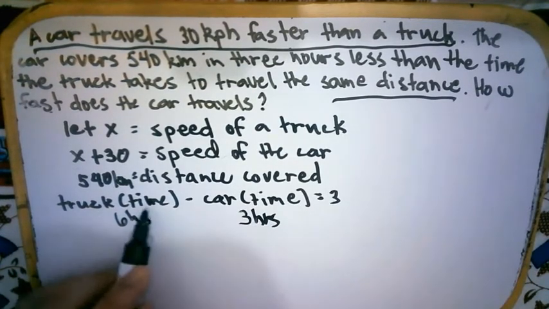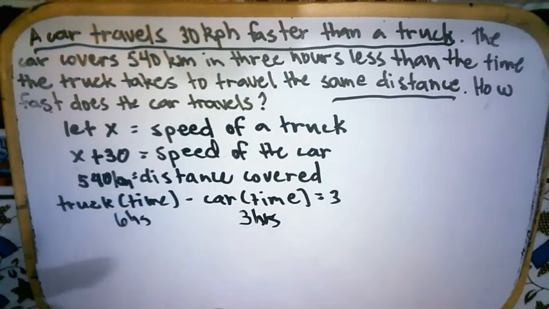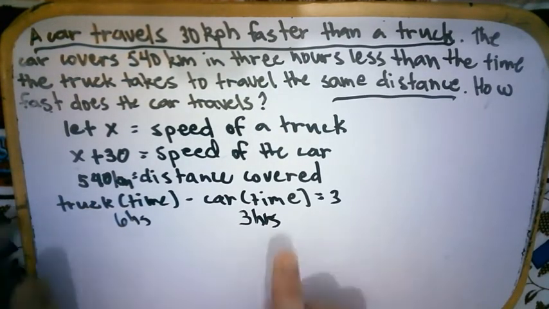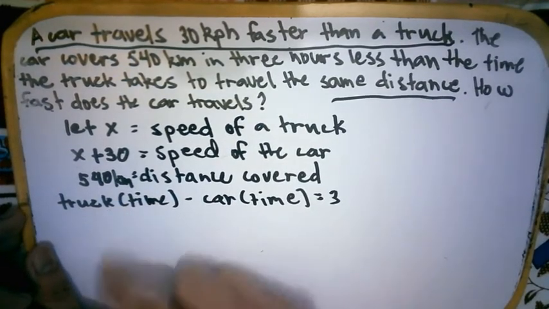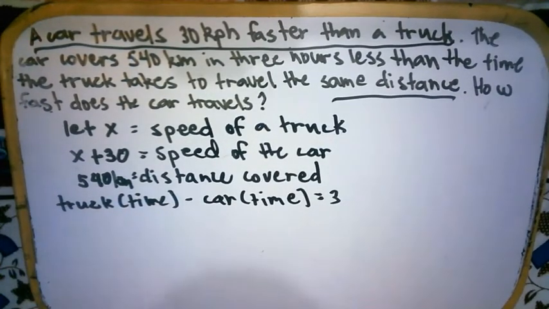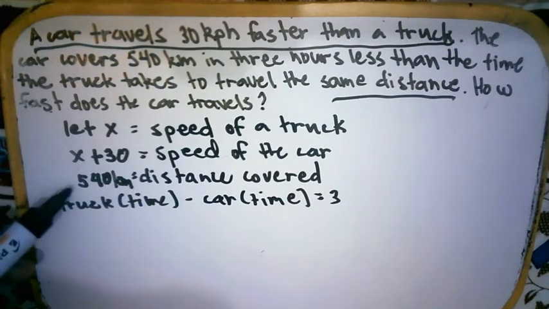So, kaya truck time minus car time is 3. So, 6 minus 3 is 3. So, yun yung kasunod nating equation or given. And then, ito na yung mga gagamitin natin na given. So, ito yung mga given: x plus 30, and then 540 kilometers.